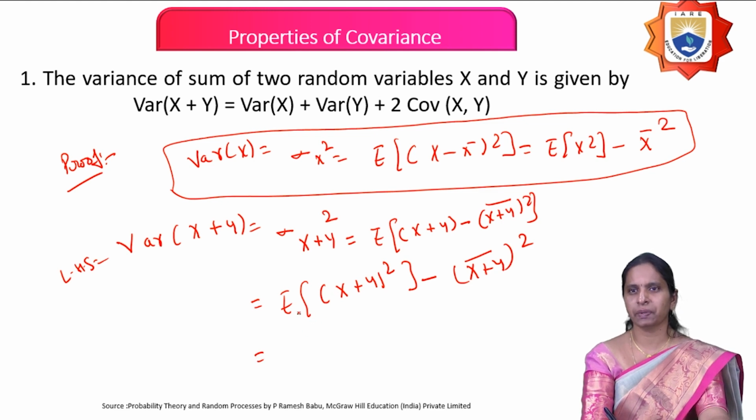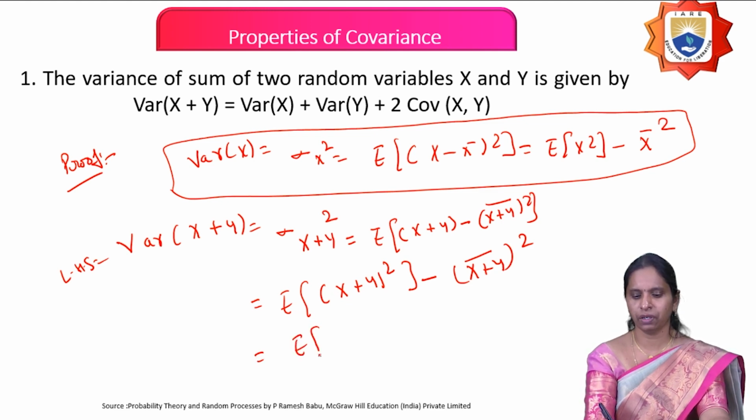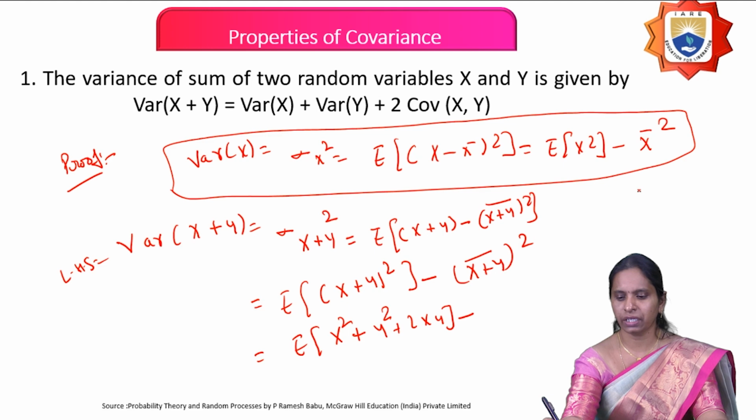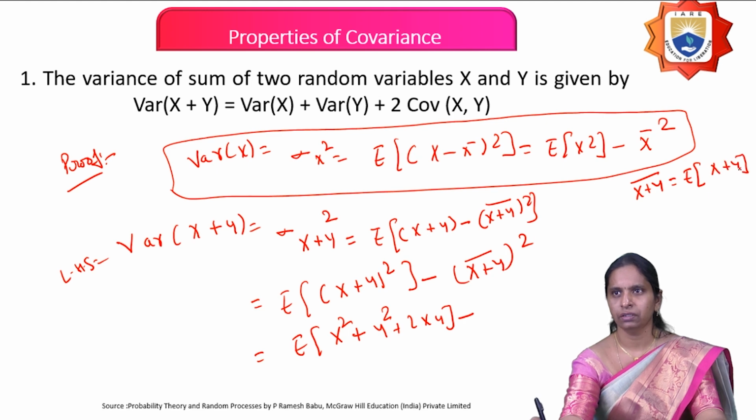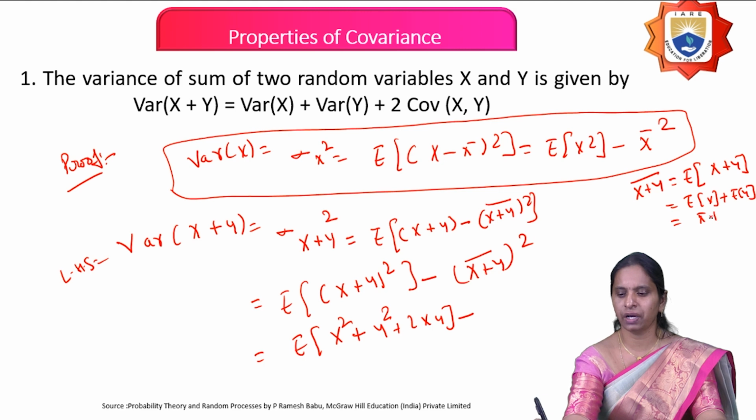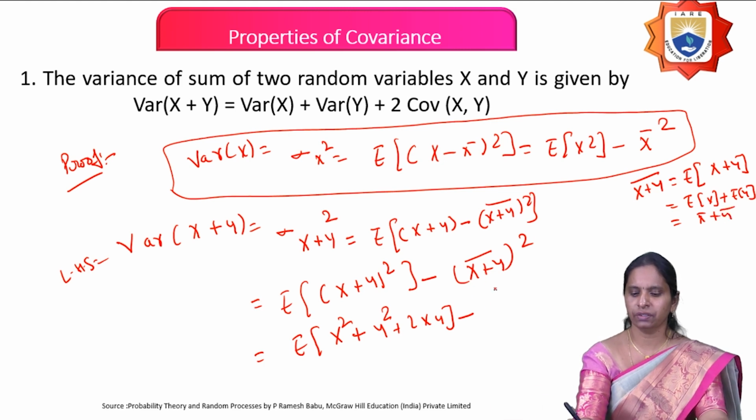Then what is the expectation of x plus y whole square? Just write down the a plus b whole square formula. Then I can write x square plus y square plus 2xy, minus x plus y bar, which is nothing but expectation of x plus y only. And what is the expectation of x plus y? Nothing but E of x plus E of y, which is x bar plus y bar. Therefore, how can I write this?